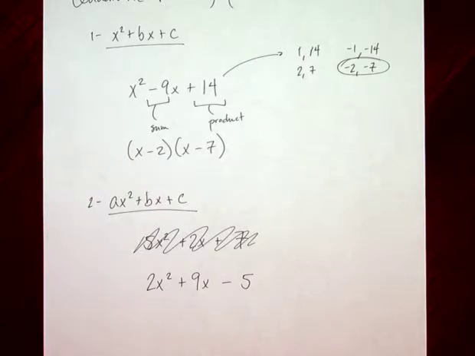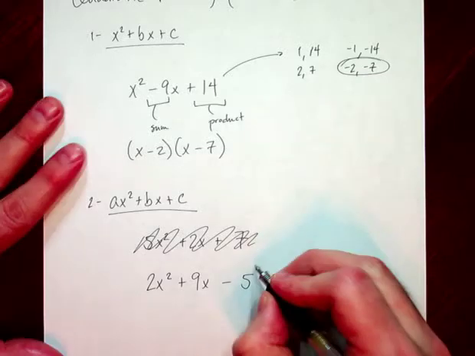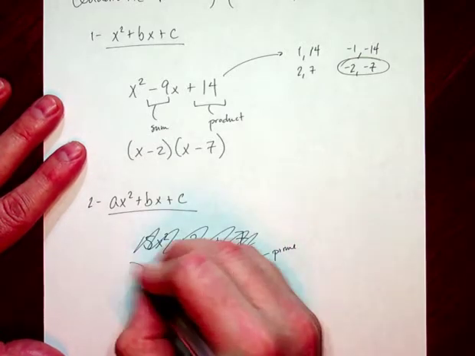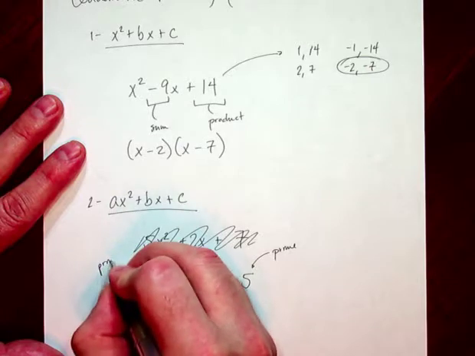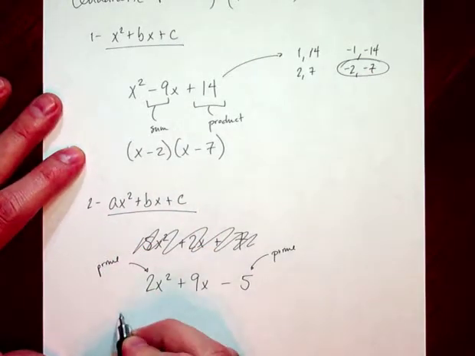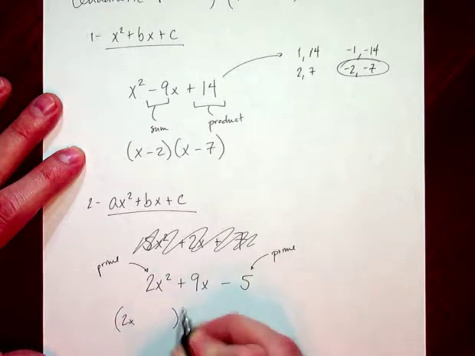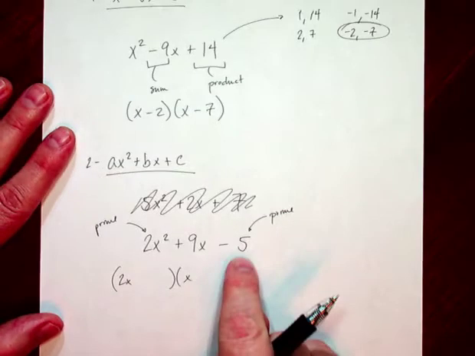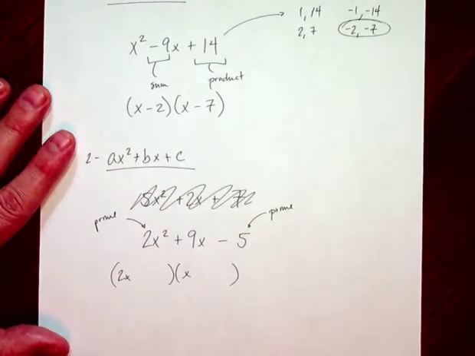Does it factor? And if so, how does it factor? Well, the great thing about this, and which is not always the case, is that 5 is prime. 2 is prime. And so you know that it has to break down into 2x and 2x. You know that 5 has to break down into 5 and 1.